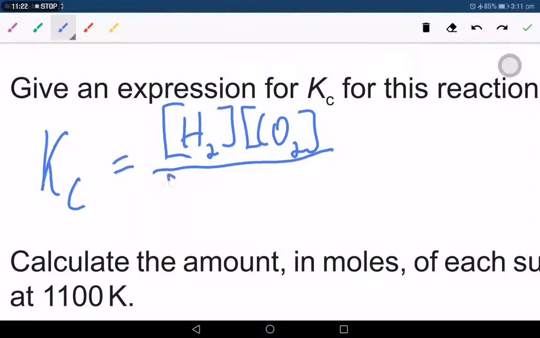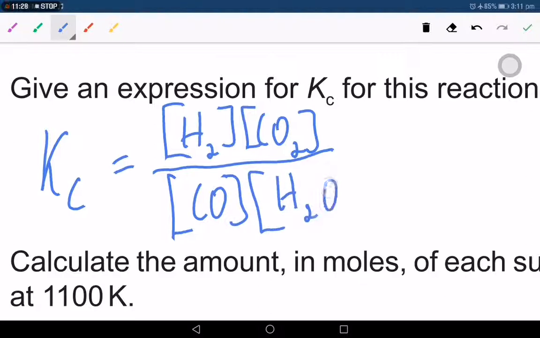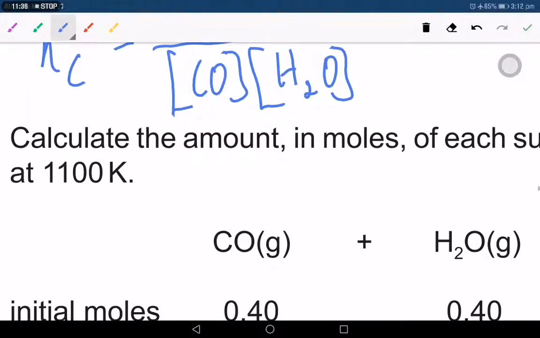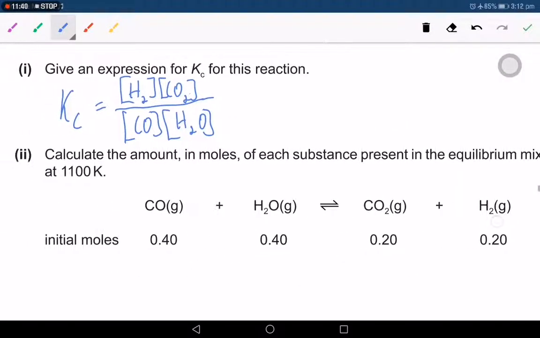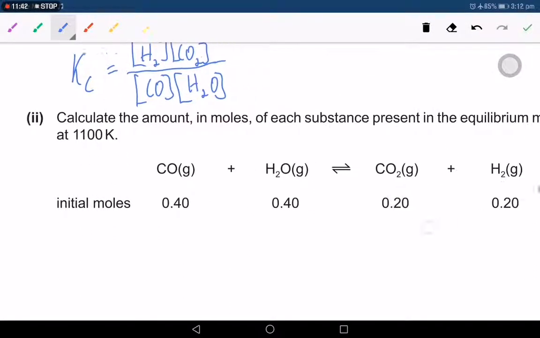Concentration of CO, concentration of H2O. You must notice that this is in mole per dm cube, mole per dm cube, mole per dm cube, mole per dm cube. You have no units. Calculate the amount in moles of each substance present in the equilibrium mixture at 1100 Kelvin.